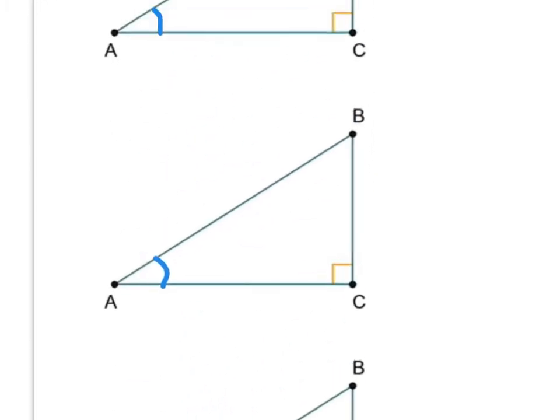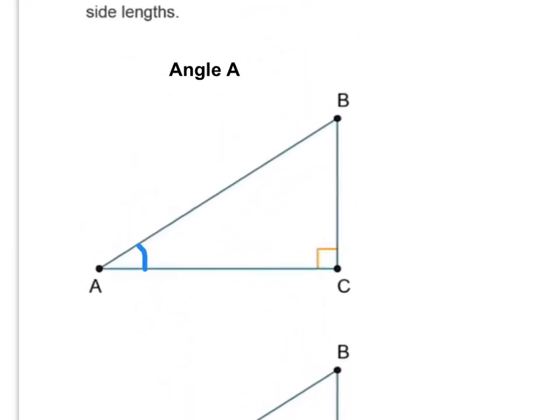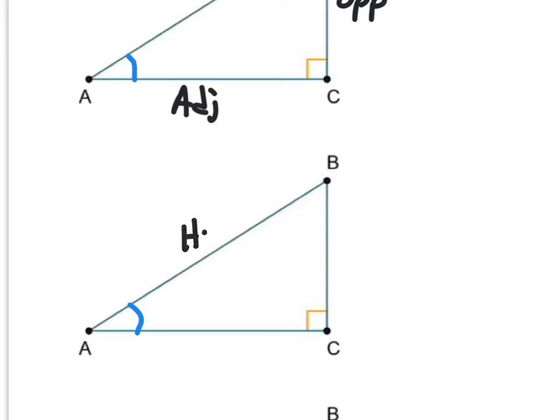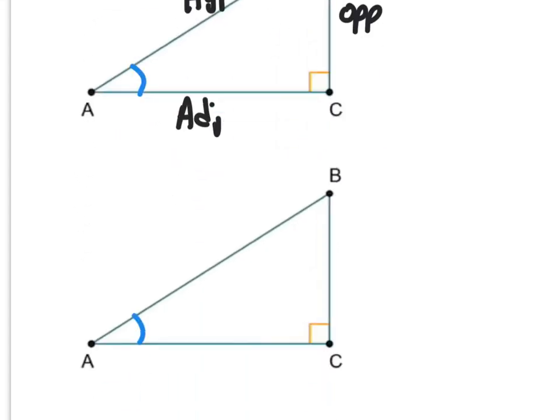Now, given angle A, I'm going to label this triangle, and I'm going to label it the same. I'm going to label this my hypotenuse, this side my adjacent side, ADJ, and this is my opposite side. I'm going to do that for all of them real quick. Call this my hypotenuse, my opposite side, my adjacent side. And one more time, the hypotenuse, the opposite side, and the adjacent side. I use my abbreviations like that.